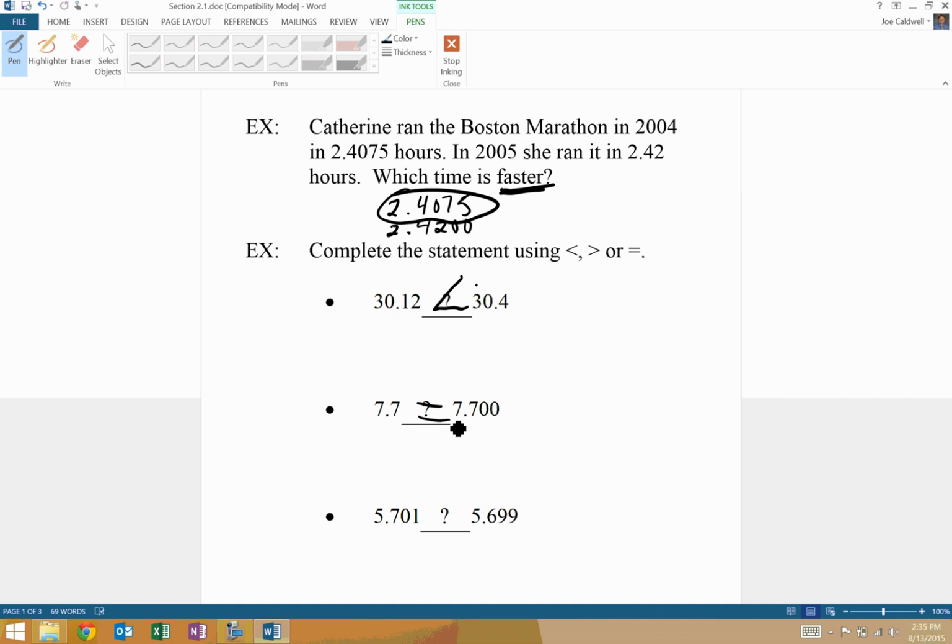So we have 5.701, or 5 and 701 thousandths, is actually how you pronounce that, I'm sorry. And 5 and 699 thousandths, because that's the thousandths place there. So we look until we find a difference. Well, 7 is bigger than 6 in that spot, and so it's going to make that decimal bigger.